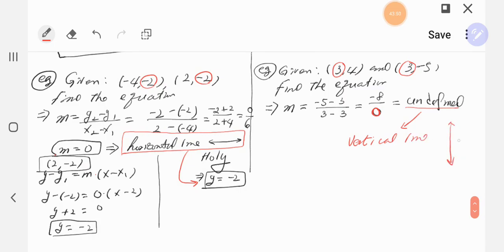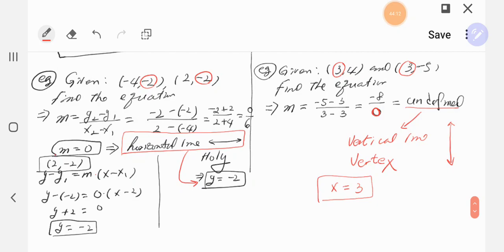What's the equation of a vertical line? x equals the x value. What's the x value of the point? 3. That's it. This is a special case. So these two examples are special cases.